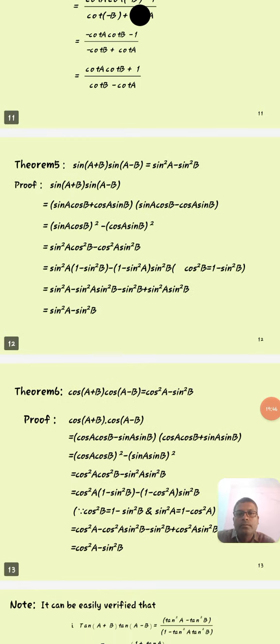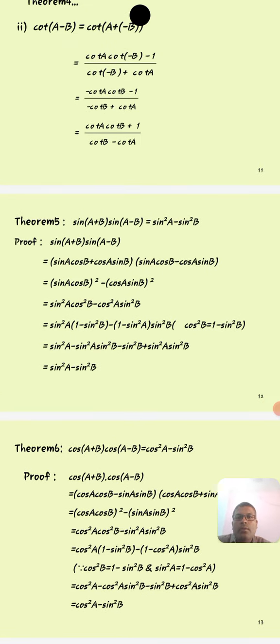Okay, now we see theorem 5. Sine of a plus b into sine of a minus b, we have to prove, is equal to sine square a minus sine square b. Okay, now we follow the proof. This is also one important formula you have to remember. Sine of a plus b into sine of a minus b is equal to sine square a minus sine square b. You have to follow the proof.